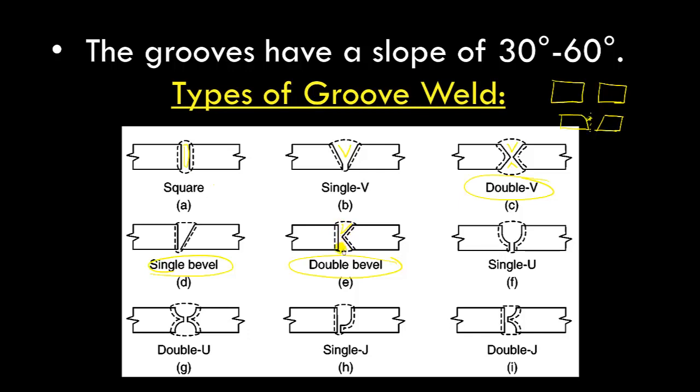Similarly, you can have a single U orientation, a double U orientation, and you can also have a J orientation. You see simply the letter J of the English alphabet, and you will also have a double J, that is, in that case, two Js, one upside and another downside. So these are the different types of groove weld that we can have in practical daily life when we are doing the welding process itself.